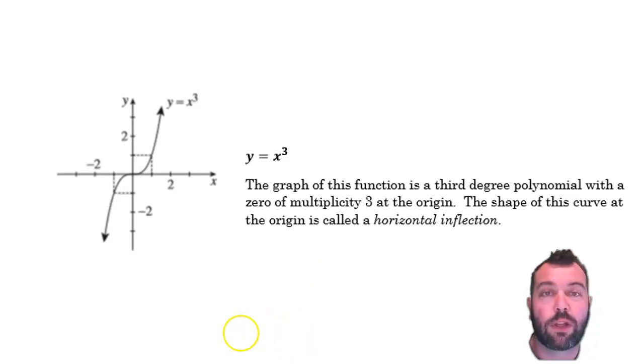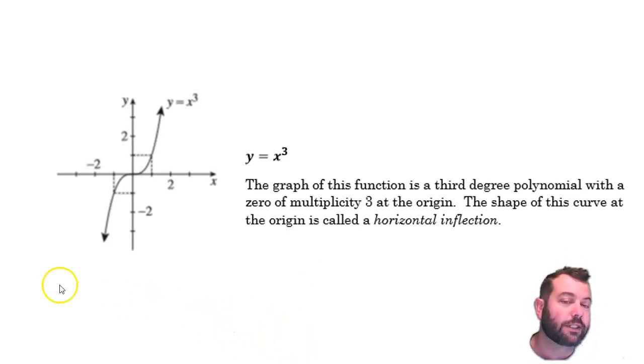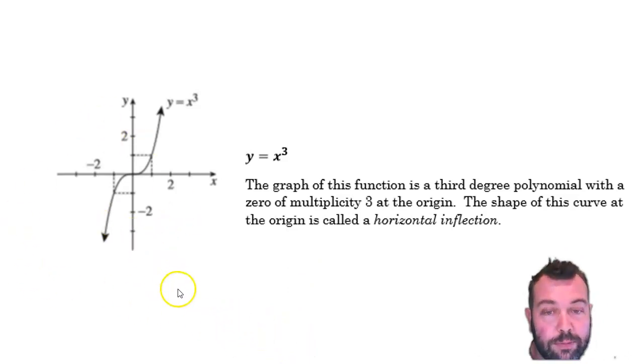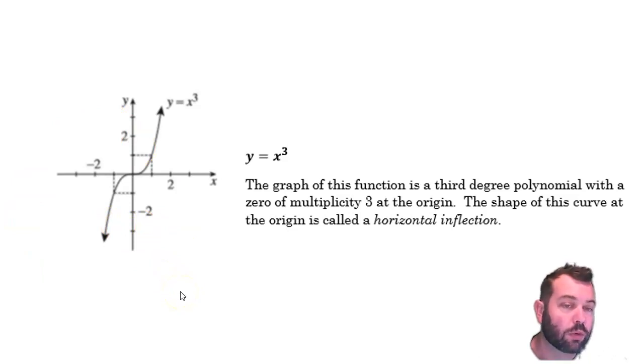Now, y equals x cubed. This is a polynomial. We've dealt with some of these before. This is nice and simple. We've got a graph here. We should be familiar. Right, third degree polynomial. A 0 of multiplicity 3 at the origin. Sounds very flash, doesn't it? Anyhow, this is y equals x cubed. We can see the vertical line test passes fine. Okay, it is a function. The domain, all values of x, and the range, all values of y.